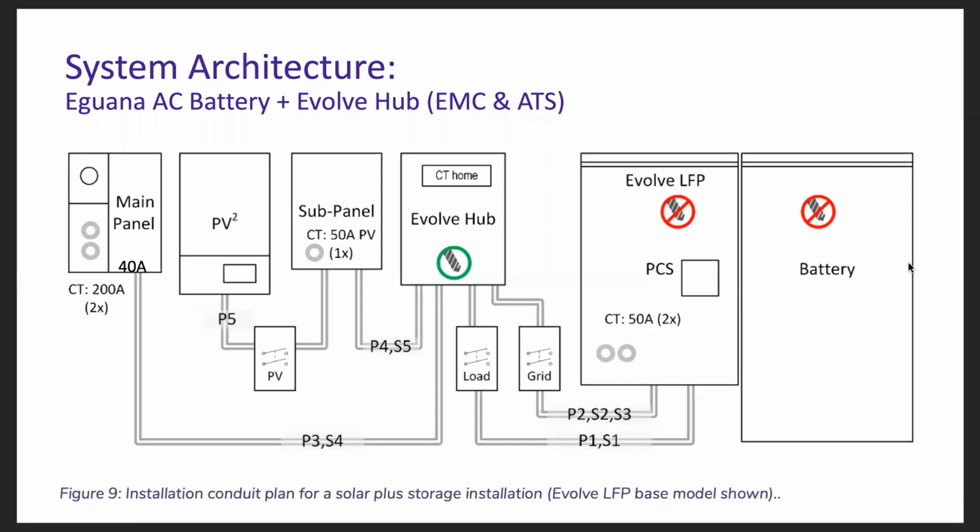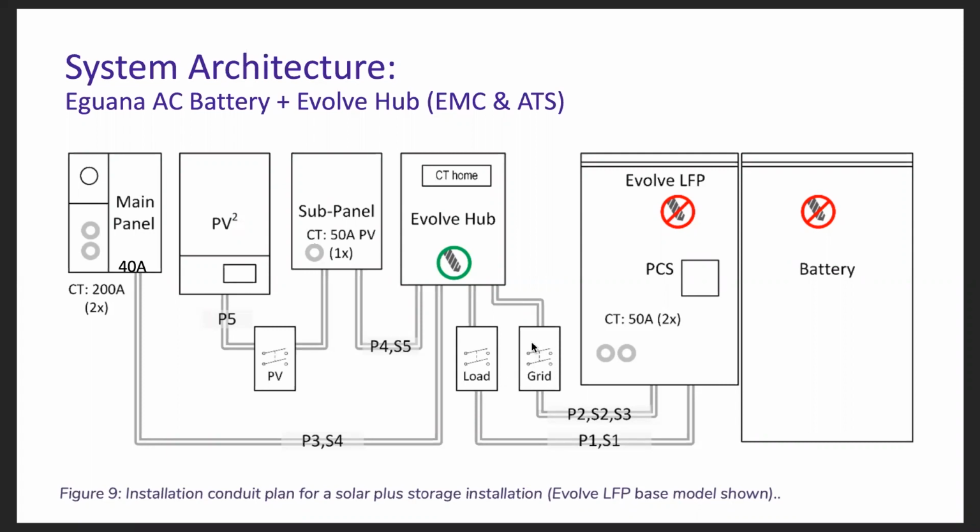Quick look at the conduit plan. This is another diagram taken from one of our installation manuals. The battery and the Evolve hub are shown here with the disconnects required per the NEC. The PV, unless it's a micro inverter based system, will require a visible lockable blade type disconnect in order to disconnect it from any loads and the grid itself.